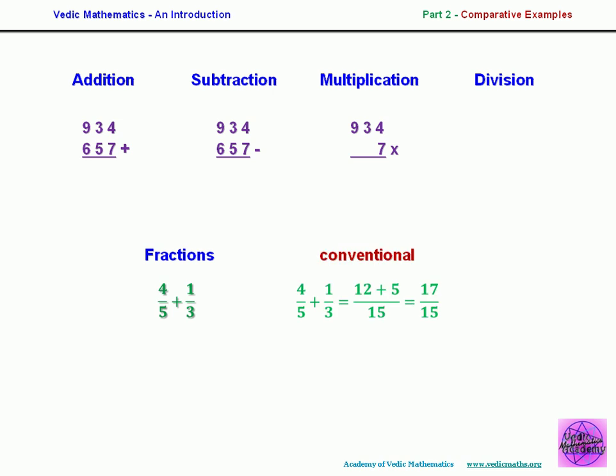And there's the conventional method showing the complicated way we have to do it. We have to find the common denominator, which in this case is just a product. And we have to divide. 5 into 15 goes 3 times. 3 times 4 is 12. 3 into 15 is 5. 5 times 1 is 5. It's a very ugly way of adding and subtracting fractions.